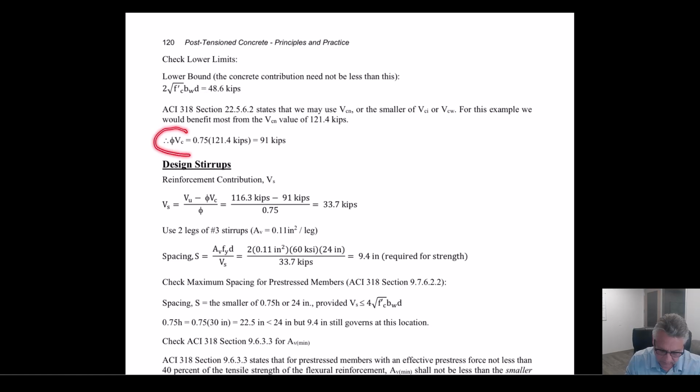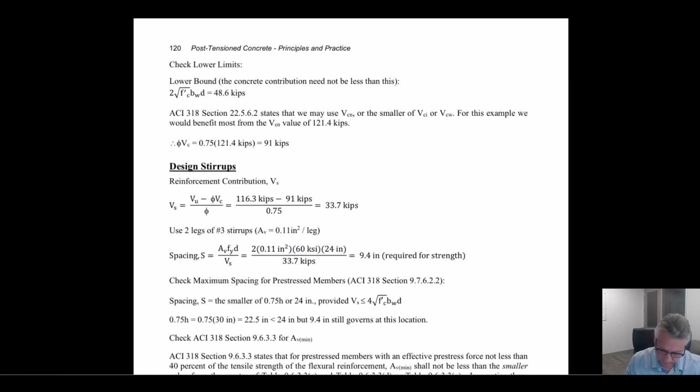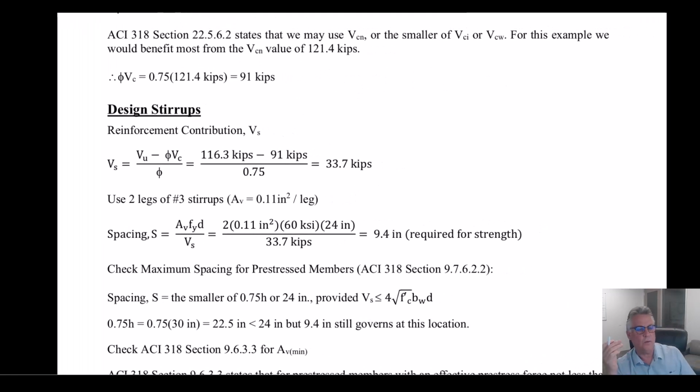So our phi VC value now is 0.75. Phi is always 0.75 for shear. Times the 121.4 is 91 kips. Okay, now we're home free. Now everything reverts back to what you already learned how to do. This is just reinforced concrete all over again. All that brain damage was to come up with the V sub c value that used to be 2 square root f prime c BWD when you learned in reinforced concrete how to design shear. We did all that extra work to get that VC, but now things are the same.